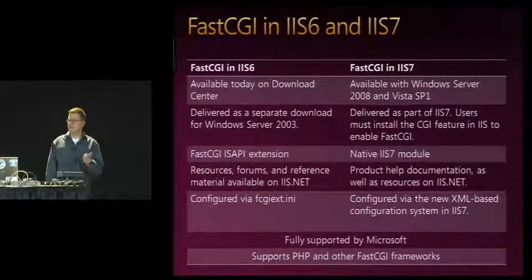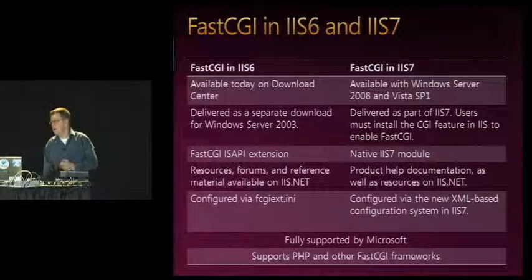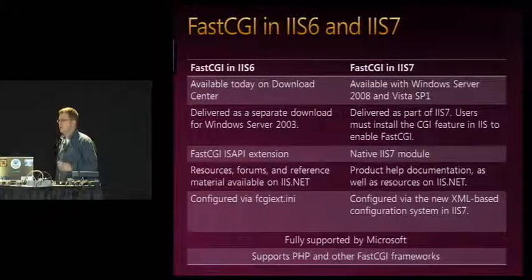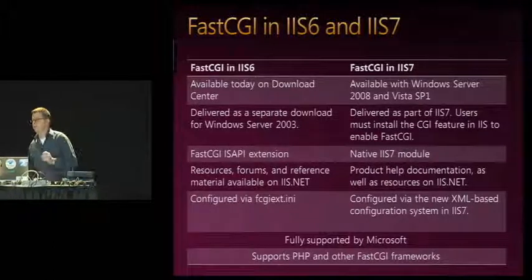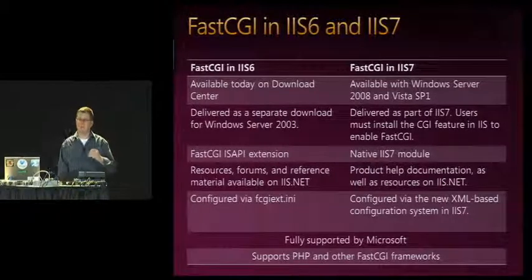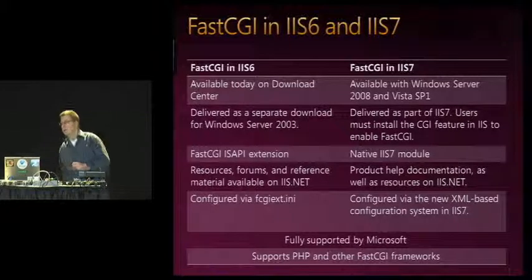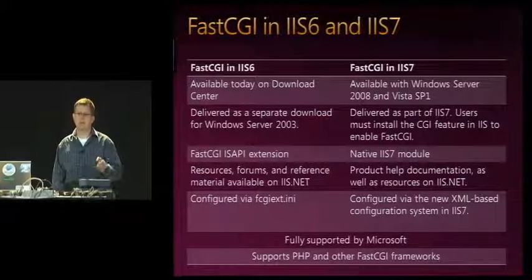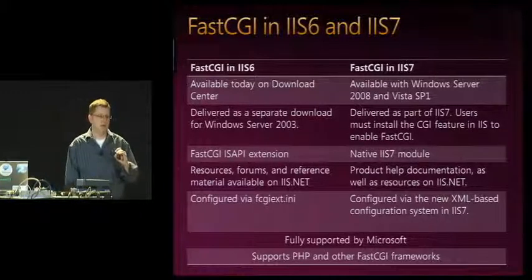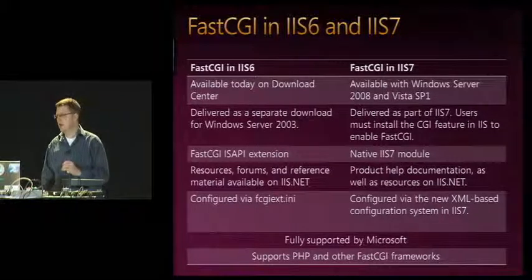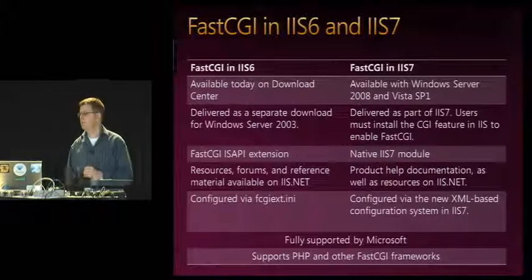So FastCGI is available on IIS 6 and IIS 7. There's really no difference in the functionality, but there are a few differences in how you get the module and configure it. For FastCGI in IIS 6, it is a download. You have to go out to iis.net, download the FastCGI module, and install it on Windows Server 2003. On IIS 7, it actually is a part of Windows Server 2008, so it's part of the install. You go in and make sure that you check off the CGI functionality in the web server role in Windows Server, and that FastCGI module will then be installed.